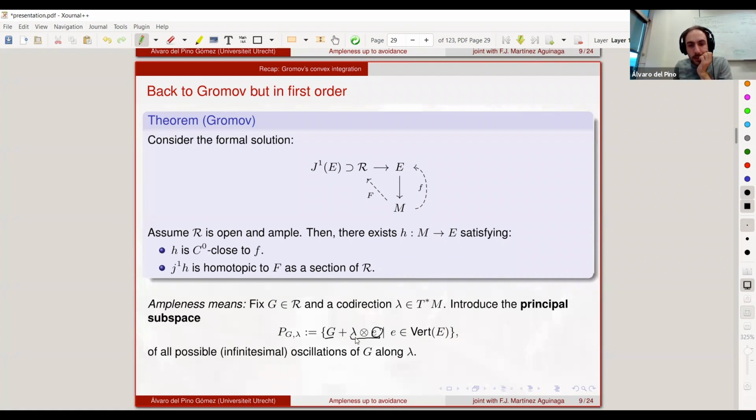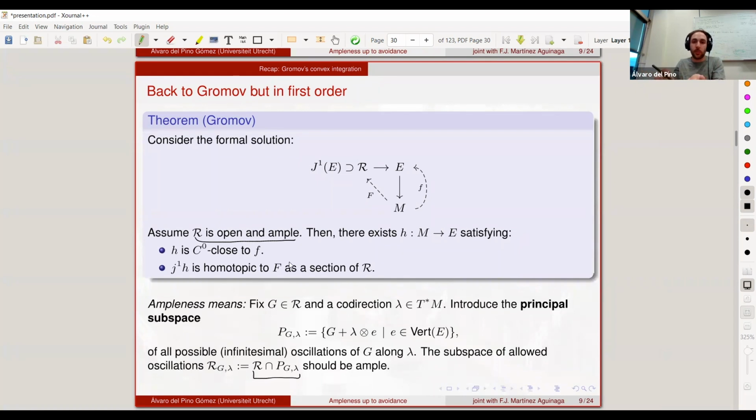So here we have all the possible oscillations of G in one direction, and we call this the principal subspace. Inside of this subspace, there are the ones that I like, the one jets that actually solve my problem. Now, Gromov's theorem takes a lot of work to prove, but it's tautological. What ampleness for R means is that every time you reduce to the one-dimensional problem, you should see ampleness, so you should be able to solve it as we solved it before.